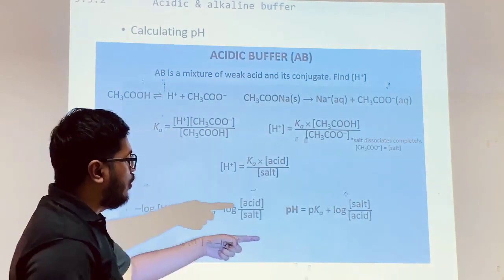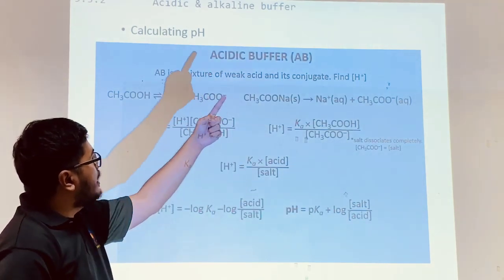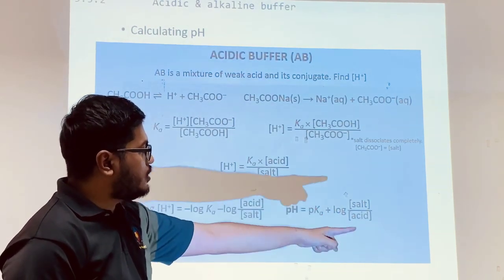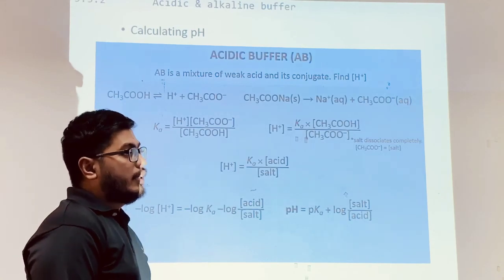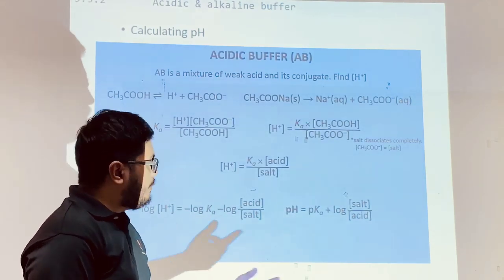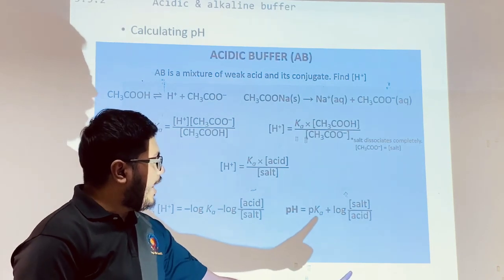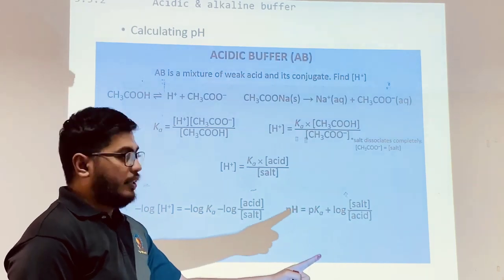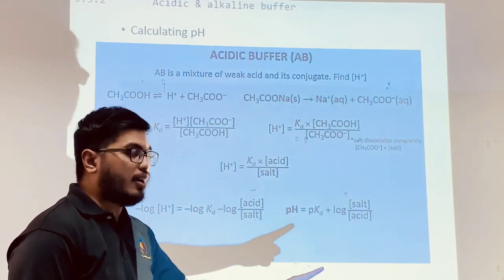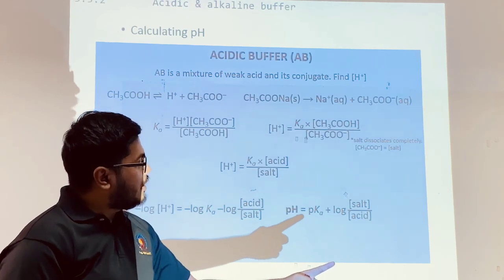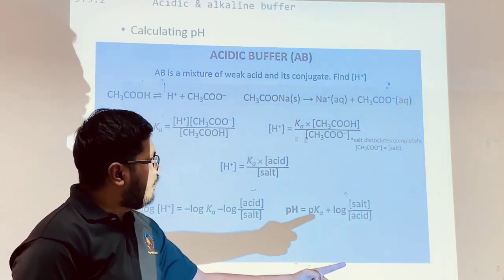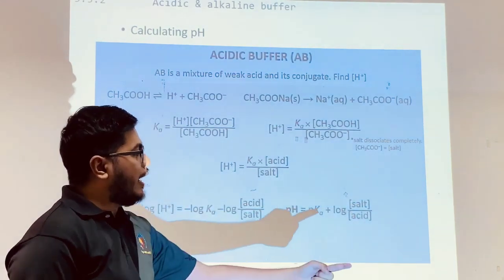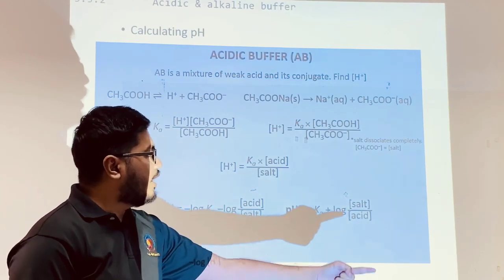So ini adalah formula untuk kira pH of acidic buffer. So pH equals pKa tambah log salt over acid. So untuk mengira, for calculating the pH, what you need is actually the Ka value. Ka value will be given to you in the question if you need to calculate pH. So Ka value akan diberi, negative log Ka, you get pKa. Salt concentration and acid concentration. So dalam soalan akan diberi concentration of acid and salt.